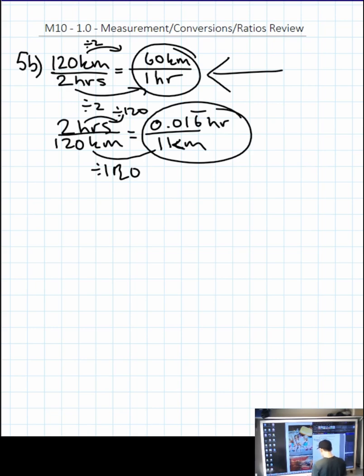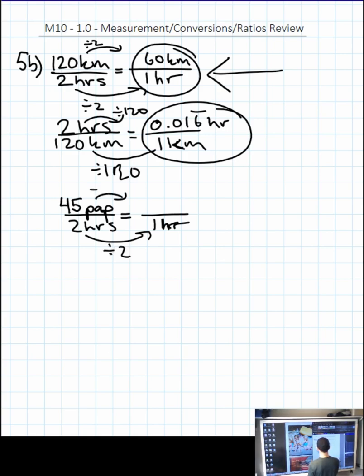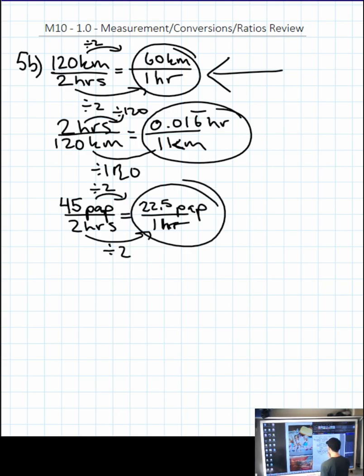So, continuing. Devin delivers 45 papers in 2 hours. And we're simply going to get it down to the unit rate of 1 hour. How much can Devin deliver in 1 hour? Well, we're dividing the bottom by 2, so we're just going to divide the top by 2. And we get 22.5 papers per hour. Now, is that a useful unit rate? Not exactly, because we have a decimal and we can't deliver half of the paper. So, a better rate would actually just be 45 papers per 2 hours, but it's not a unit rate, and they were specifically asking for a unit rate.